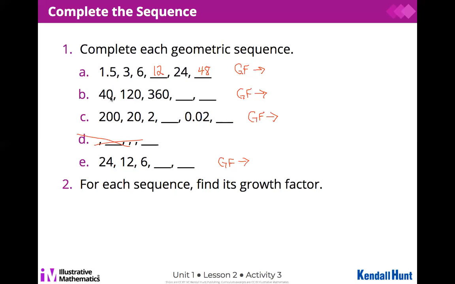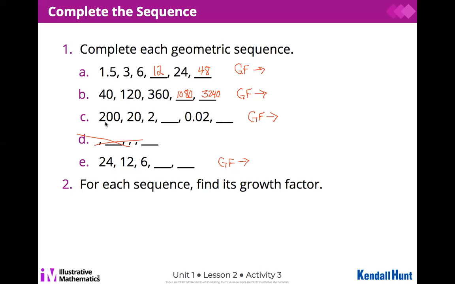All right, 40 to 120. Looks like I have to multiply by 3. I triple the number. 120 times 3 is 360. 360 times 3, a calculator would probably be helpful, is 1080. 1080 times 3 is 3,240. You can see how quickly these numbers can grow. That's just 5 terms in, and we're already in the 3,000s.